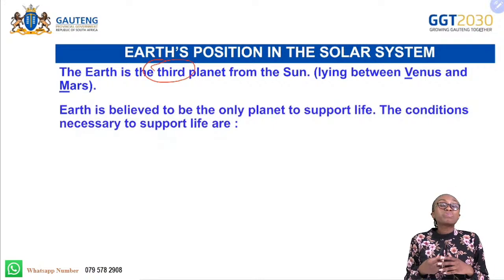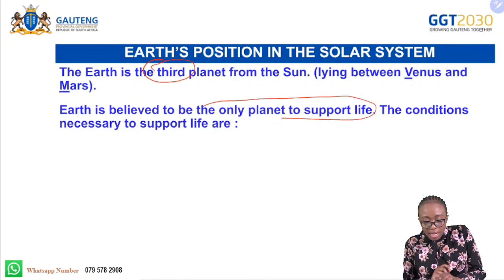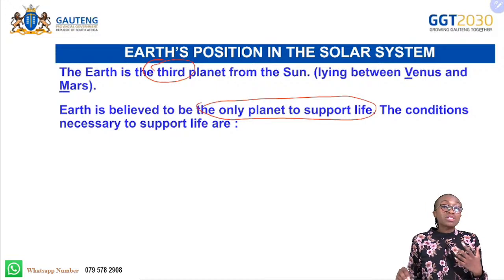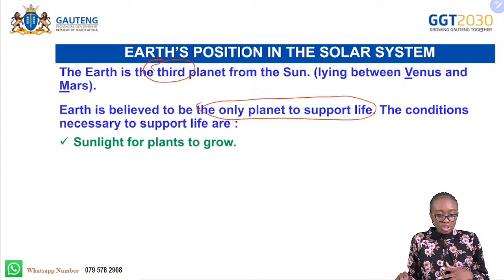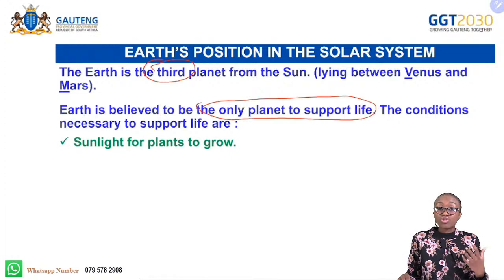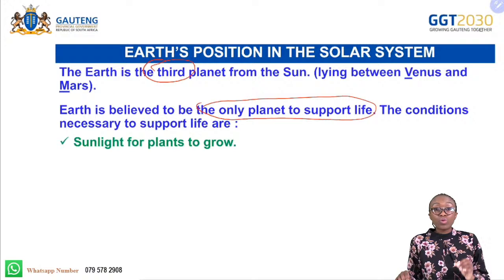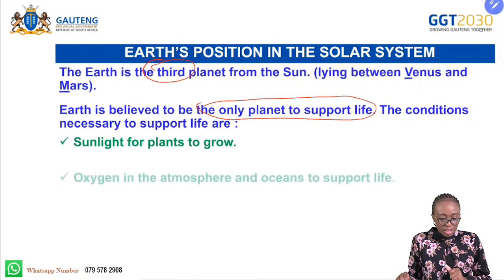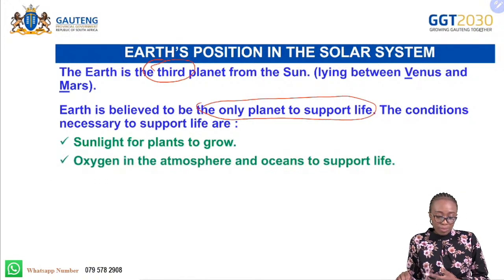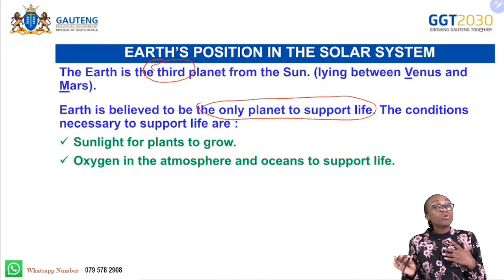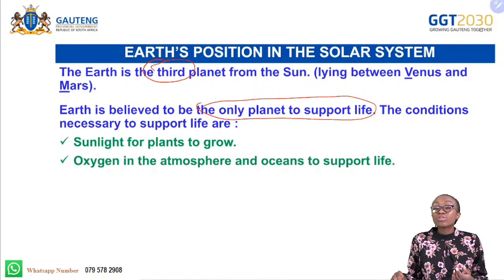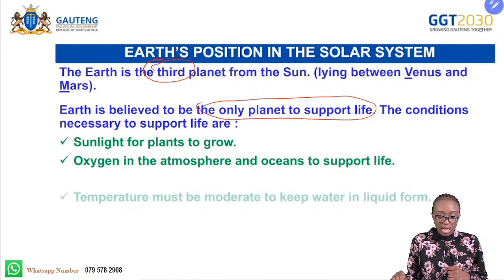The Earth is believed to be the only planet to support life. Why is it so? It's because of the conditions that we have that are necessary to support life. So what are these conditions? These conditions are sunlight for plants to grow. Remember, sunlight is very important for plant processes. We also have oxygen in our atmosphere and in the oceans, and this oxygen is very important to support life.